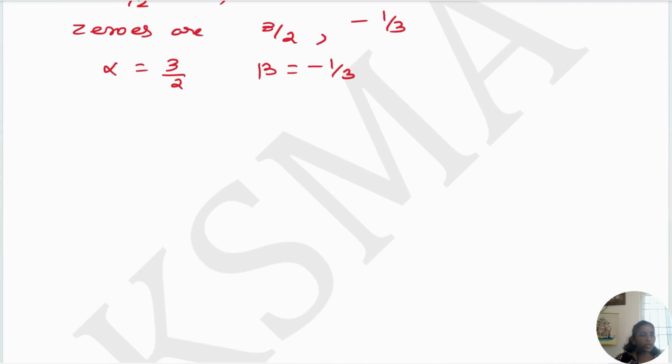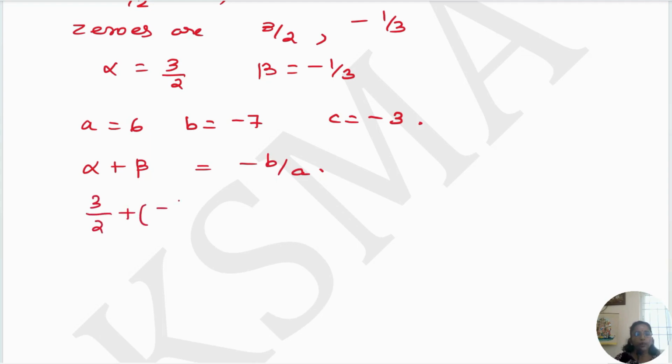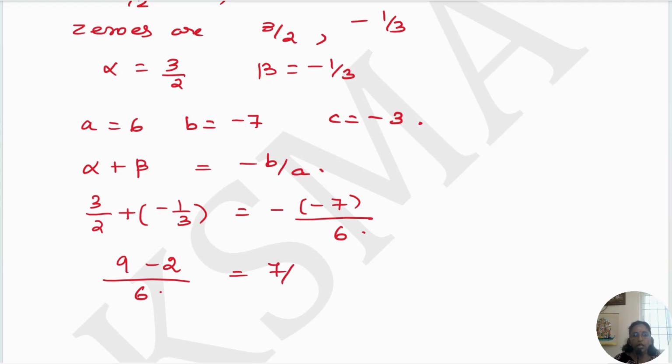So for the verification process, list your values of A, B, C. So here in this case, A is 6 and B is minus 7, C is minus 3. So sum of zeros, alpha plus beta is equal to minus B by A. So alpha is 3 by 2, beta is minus 1 by 3. Here it is minus of B value is minus 7, A value is 6. And for the left hand side part, you take LCM. So 2 3s are 6 here. So 9 minus 2. So here it is minus of minus. So 7 by 6. So 7 by 6 is equal to 7 by 6. So hence verified.